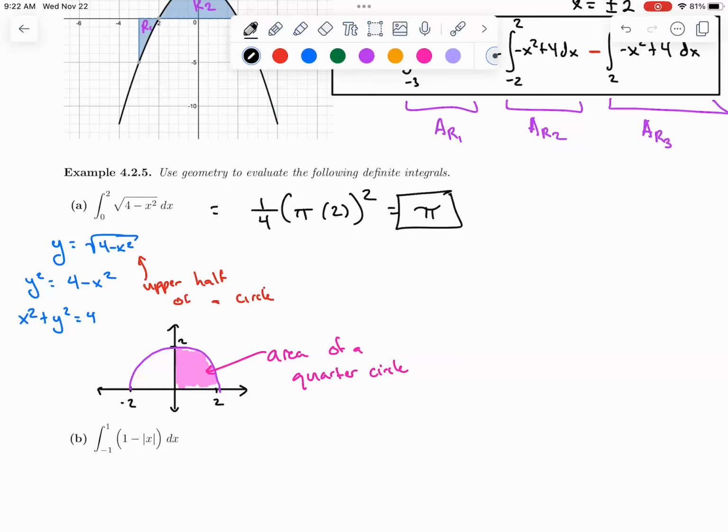Yes. The 1/4, that's the entire circle? The 1/4 is the quarter of a circle. So the whole circle's area is pi r squared, and this is a quarter of it, so it's 1/4 of it.